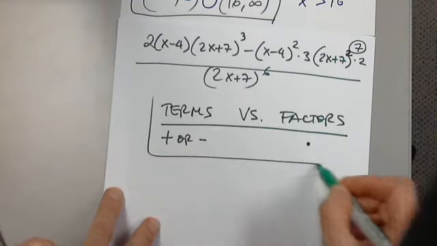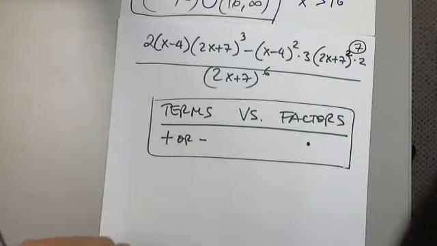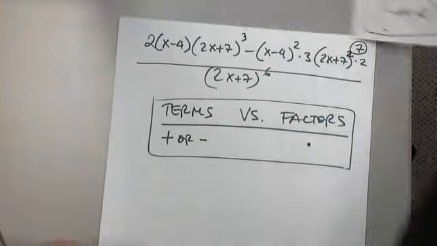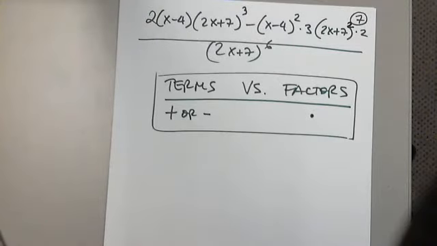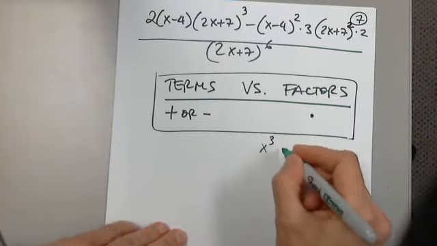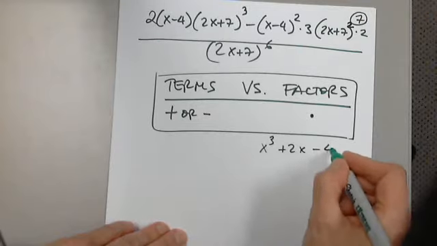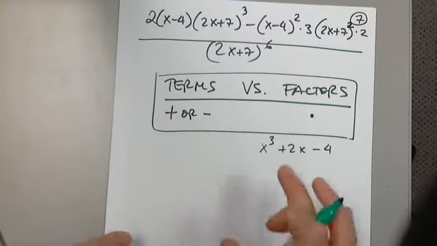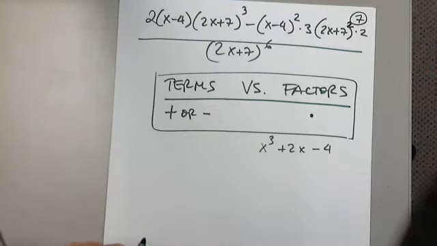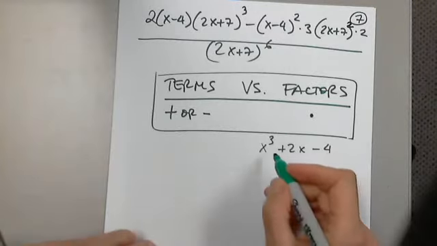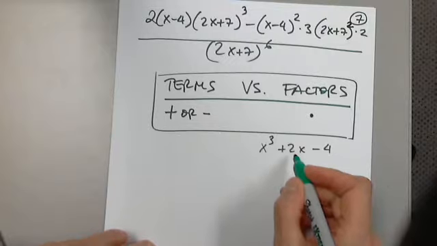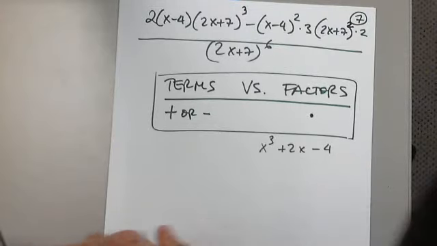Okay, so please remember the difference between terms and factors. Remember when we looked at the factoring document that I made, we said x cubed plus 2x, let's say, minus 4. How many terms do we have here? 1, 2, 3, 4? No. We have, blah, blah, blah, plus, blah, blah, blah, minus, blah, blah, blah. How many terms?